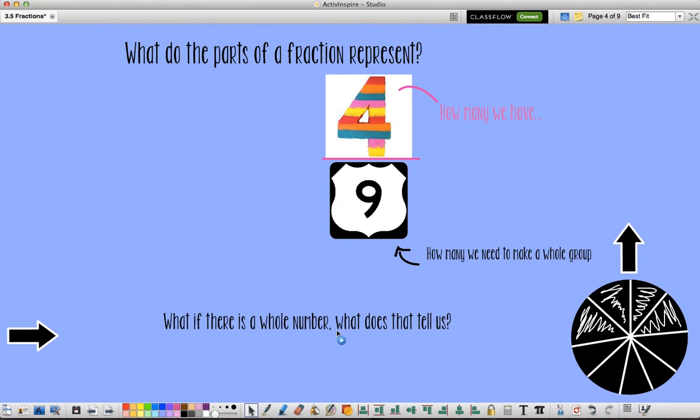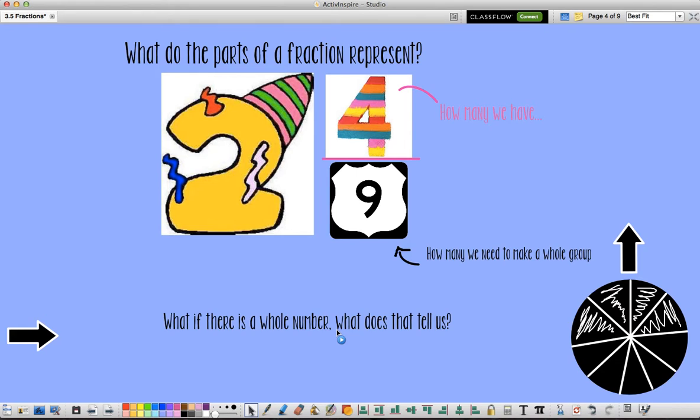Okay, so now if we throw a whole number in front of this, say a 2, what does that mean? What does that change to?